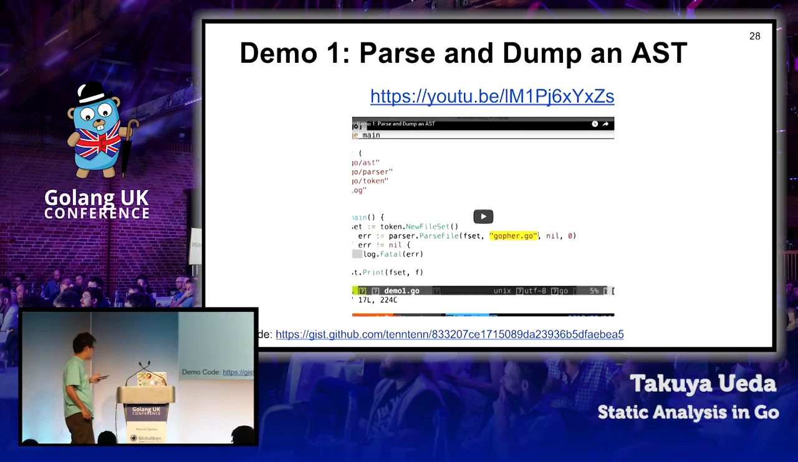Okay, I explained how to get an AST from files and expressions. Now let me show a demo. The demo passes Go source code and dumps the AST of it.